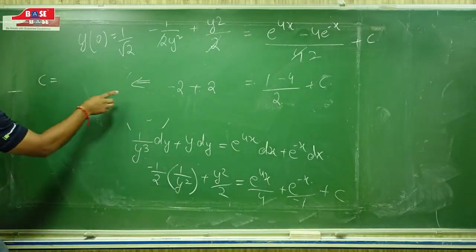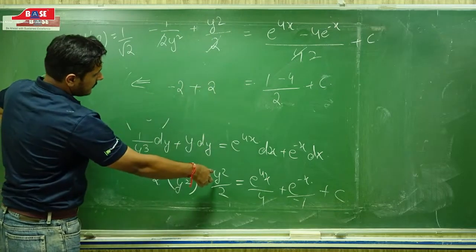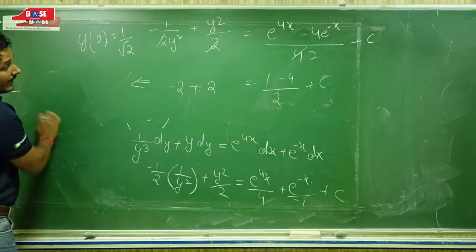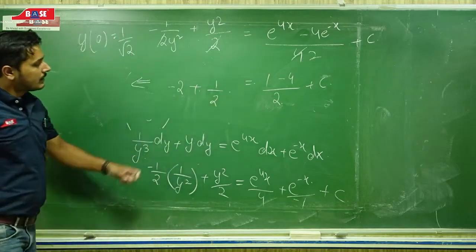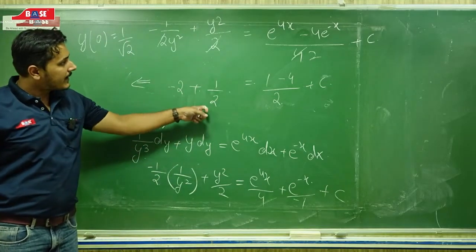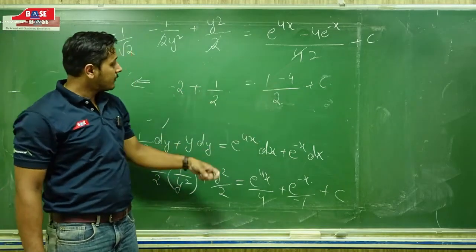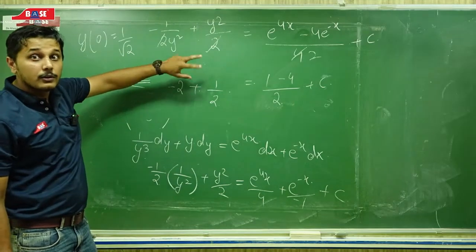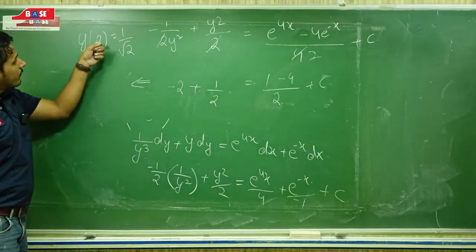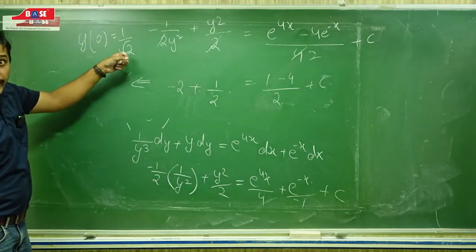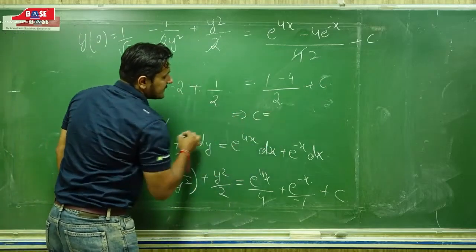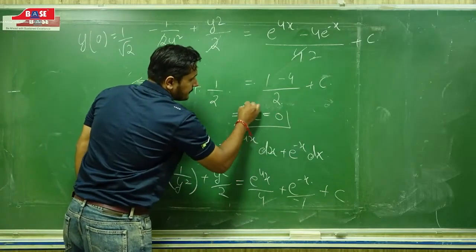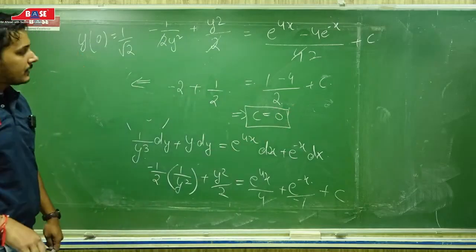So c is coming, this will get cancelled, y square. So this is minus 3 by 2 and this is also minus 3 by 2. Actually I had written root 2 square, but the information is y of 0 is 1 by root 2. So y is 1 by root 2. So from here we imply that c is equal to 0.